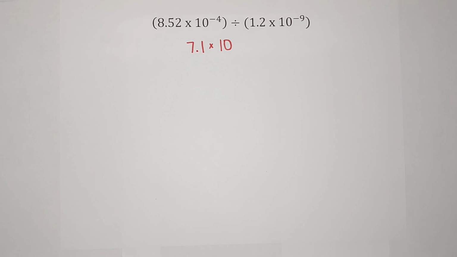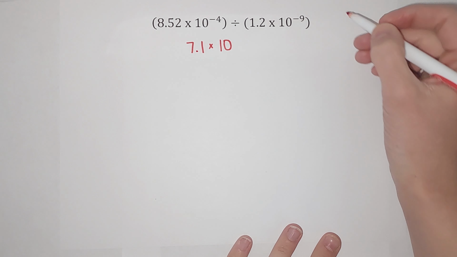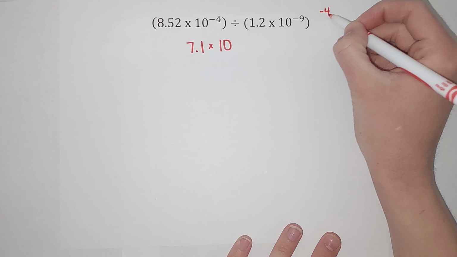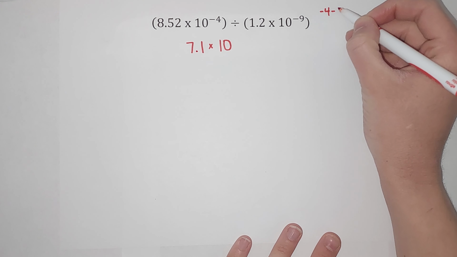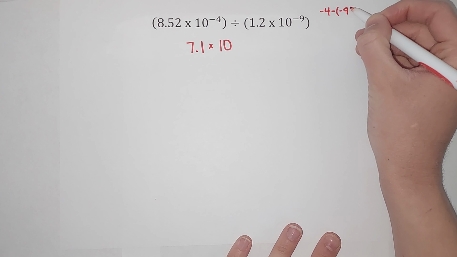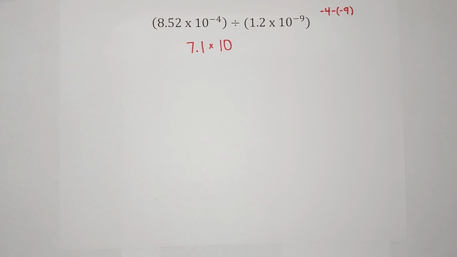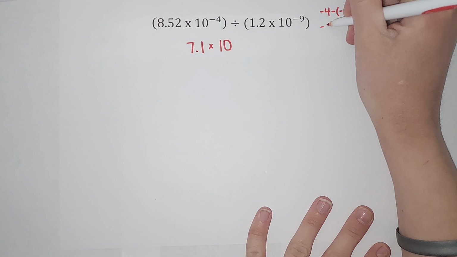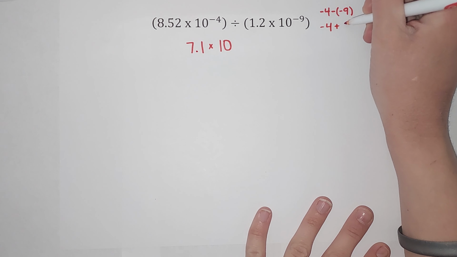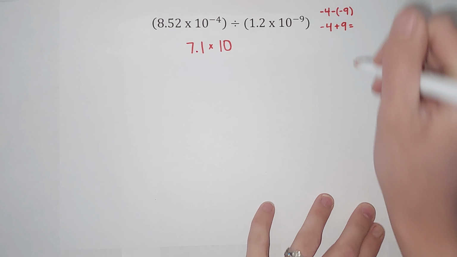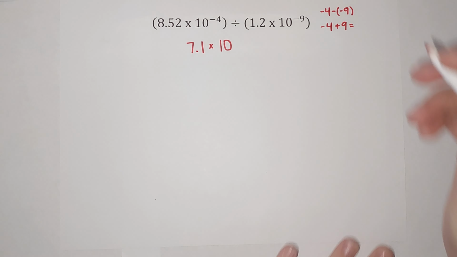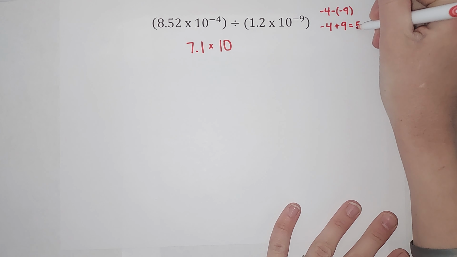So when I divide exponents, I actually subtract the exponents. If you need an exponent review, I will link a video in the corner for you. But I'm going to take -4 and subtract -9. So -4 minus a -9. When I subtract a negative, it goes positive, right? When you take something negative out of your life, that's a positive. So we've got -4 plus 9, which actually gives me a +5.